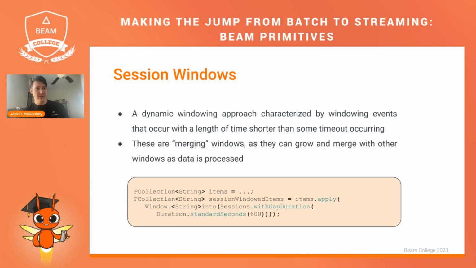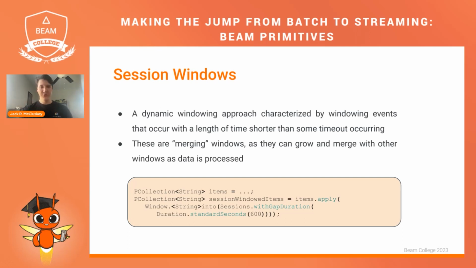Session windowing is the weird one. And I talked a little bit about this in the last talk, but it doesn't hurt to reiterate. You're doing a dynamic windowing approach characterized by windowing events that occur with a length of time shorter than some timeout occurring between them. These are functionally in the background treated as merging windows. So you have a series of sliding windows that are factoring in events. And then if you have 2 adjacent windows with events in them, you actually merge them into a single bigger window. Under the hood, this is pretty complicated, but if we look at the code, it's relatively easy to apply.